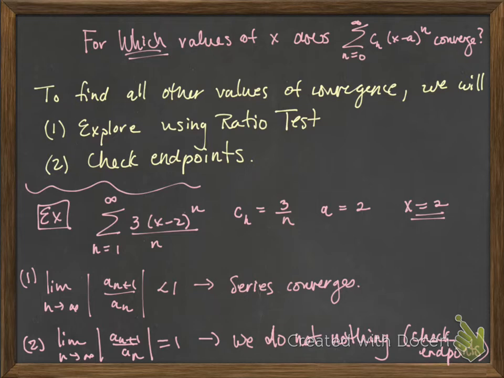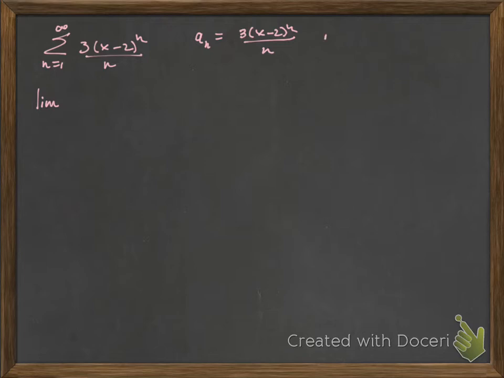Okay, so let's apply the ratio test to our series. We'll go to a new board. I'm going to rewrite our series here because we need to: the sum of 3(x minus 2)^n over n, n starting at 1 to infinity. So let's just write our terms down. a sub n is 3(x minus 2)^n over n, and the (n plus 1)th term is 3 times (x minus 2)^(n plus 1) over n plus 1.